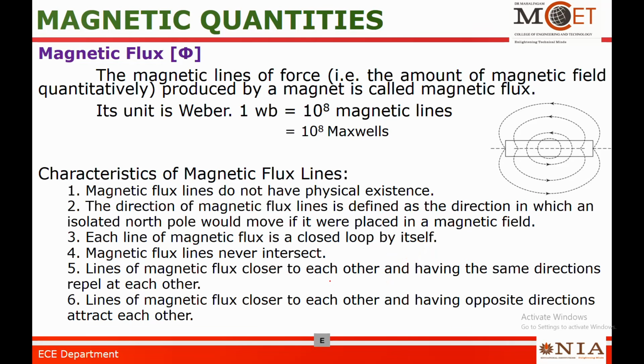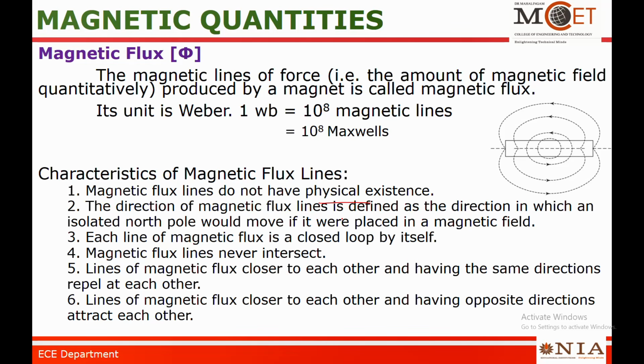So the lines of magnetic flux that are close to each other and have the same direction repel each other, whereas opposite poles are automatically attracted to each other. The next thing to keep in mind is that magnetic flux has no physical existence. It is beyond imagination, so it does not involve physical existence.